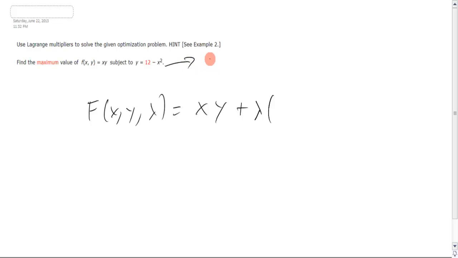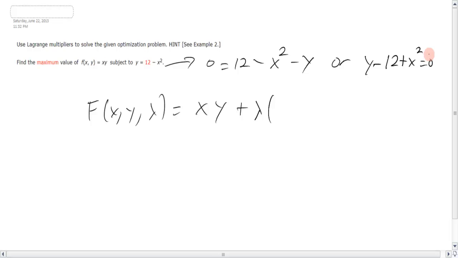So your constraint would just end up being 0 equals 12 minus x squared minus y. Or, vice versa, you could have done y minus 12 plus x squared equals 0. It doesn't matter. That's why this can be plus or minus, because there's no way to control which way you're going to make this thing equal to 0. It's the equivalent of just multiplying through by a negative. So again, it really doesn't matter. I'll just go with this one over here. So it's 12 minus x squared minus y.